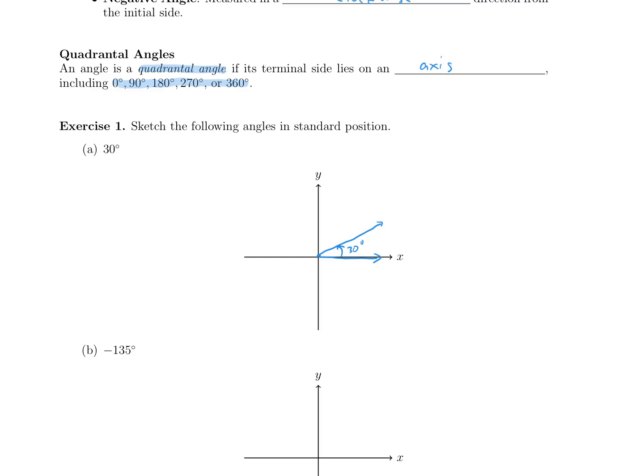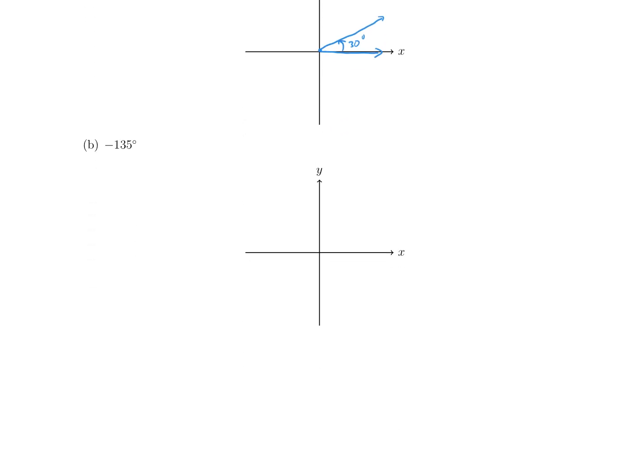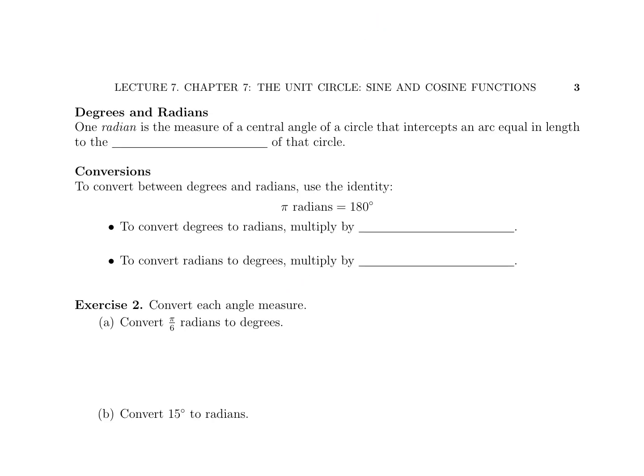Okay, for the second example, part B, they want us to draw another angle. This one, notice, is negative, so we have to start with our initial side on the positive x-axis, and this time we're going to go clockwise, 135 degrees, which would be approximately here. If you went this way, clockwise, that would be negative 135 degrees. Perfect. Okay, let's move on to the next page.